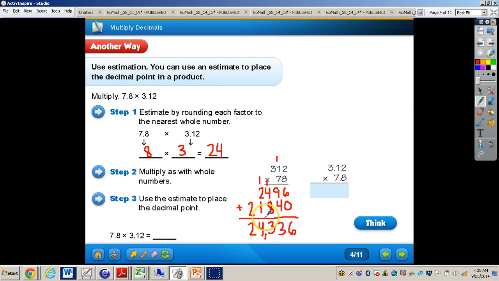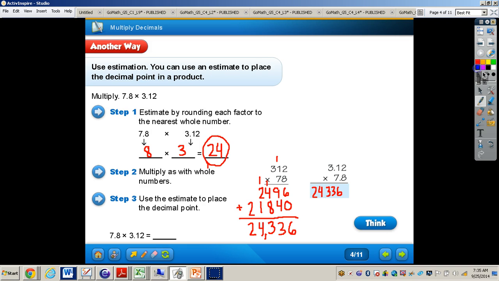There are decimal points that go in here. So we have 24,336 we'll write in there. But we need to think about our estimate. Our estimate is 24. So since our estimate is 24, we would not put the decimal point between the 2 and the 4, or between the tenths and the hundredths. Why is that? Because that would be 243, which is not even close to our estimate. So our estimate was 24.